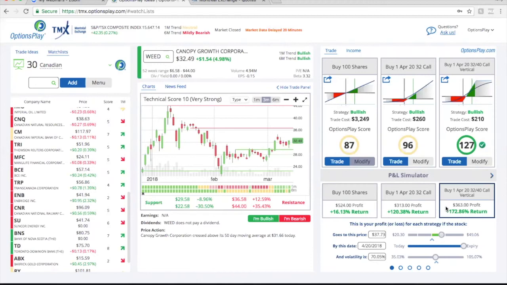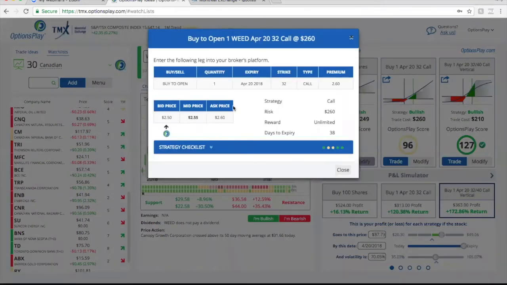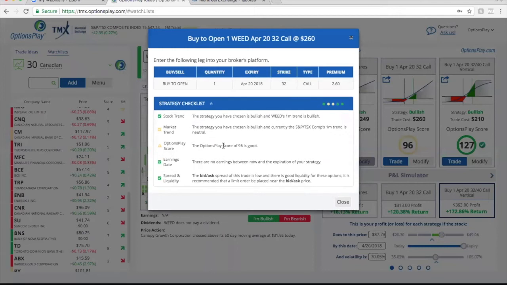One thing I do want to point out here, for those of you looking at these strategies: if you decide, hey, this is a strategy that's interesting to me, I think I want to trade this, hit the trade button, because we have what's called a strategy checklist. This is designed for those of you that are brand new to options trading and need to make sure you understand your risks before you place a trade.